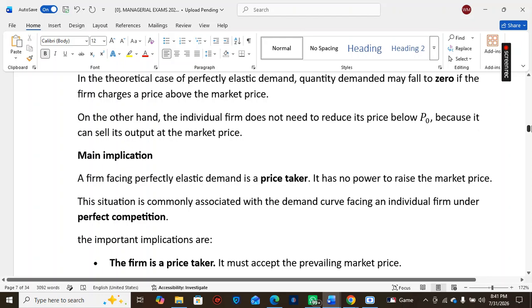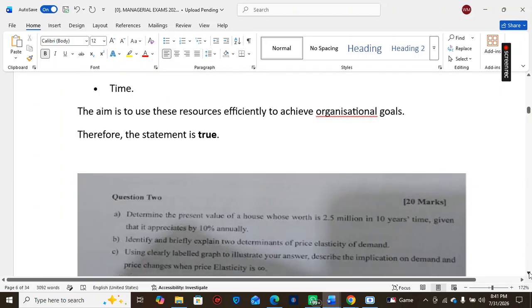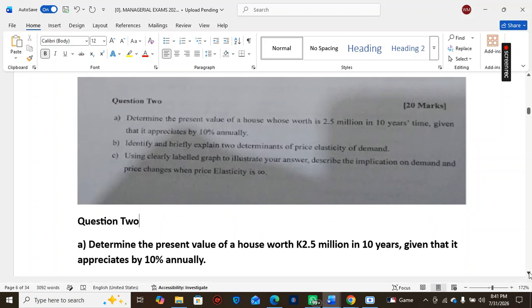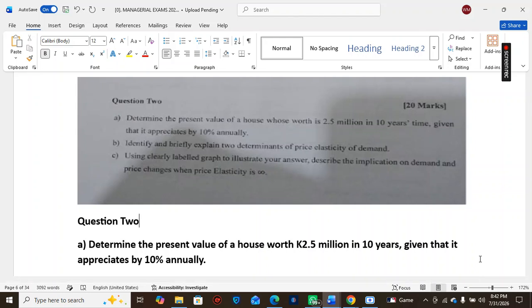Are we okay with that second point for necessity or luxuries? Okay, I hope we're okay with it. I hope we are okay with it.